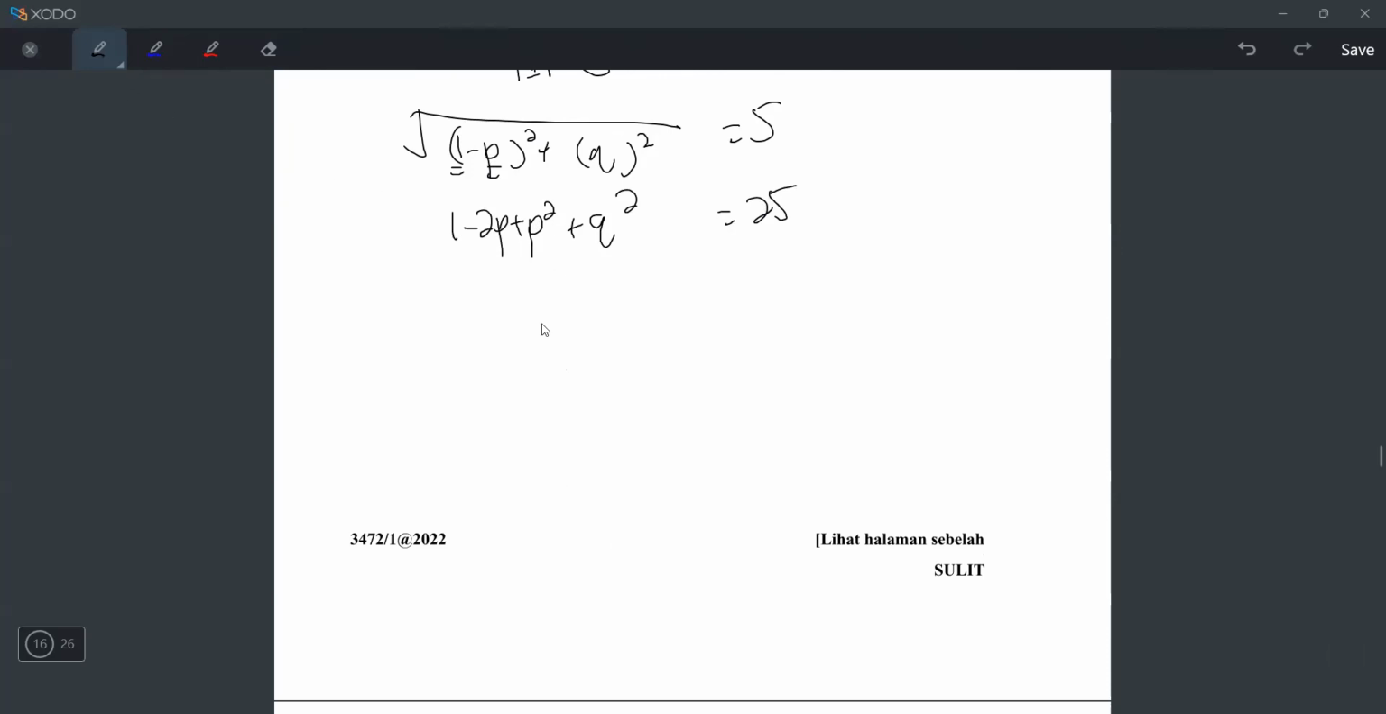But they say q in terms of p. So how? Make q single. So 25 minus 1 is 24, and then minus 2p plus p square. So q equals square root 24 minus 2p plus p square. All right, and then put a plus minus here. I think this is the final answer. You cannot simplify this anymore, right? Yeah, it's impossible to simplify this already. So that's the answer.